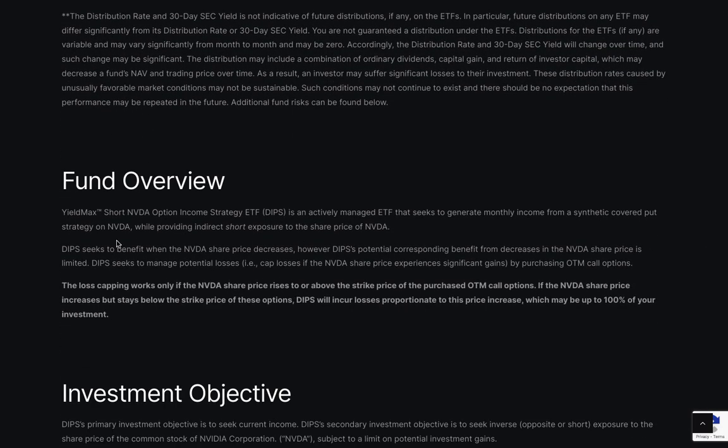The YieldMax Short NVIDIA Option Income Strategy ETF, DIPS, is an actively managed ETF that seeks to generate monthly income from a synthetic covered put strategy on NVIDIA while providing indirect short exposure to the share price of NVIDIA. DIPS seeks to benefit when the NVIDIA share price decreases. However, DIPS' potential corresponding benefit from decreases in the NVIDIA share price is limited.